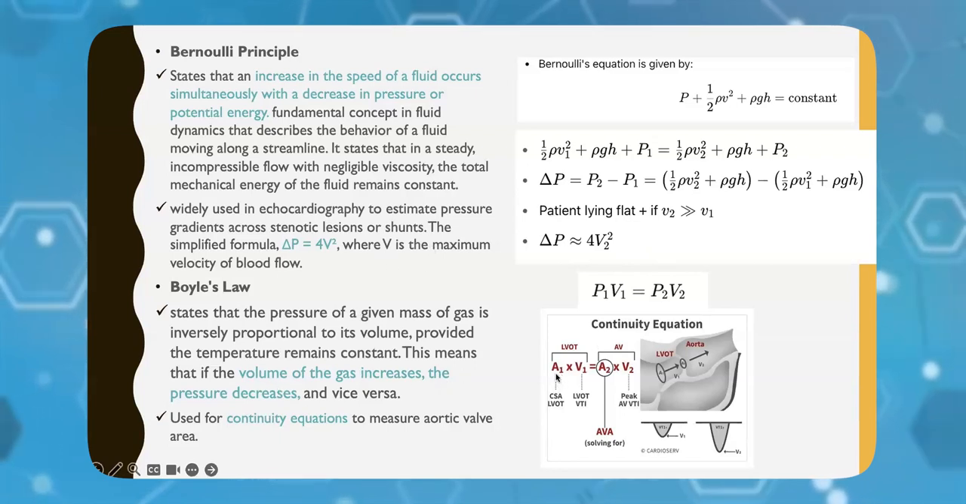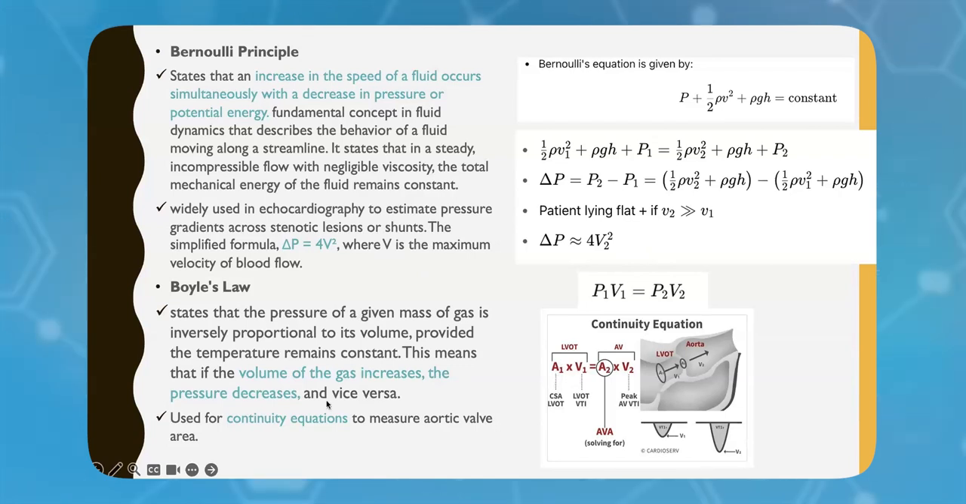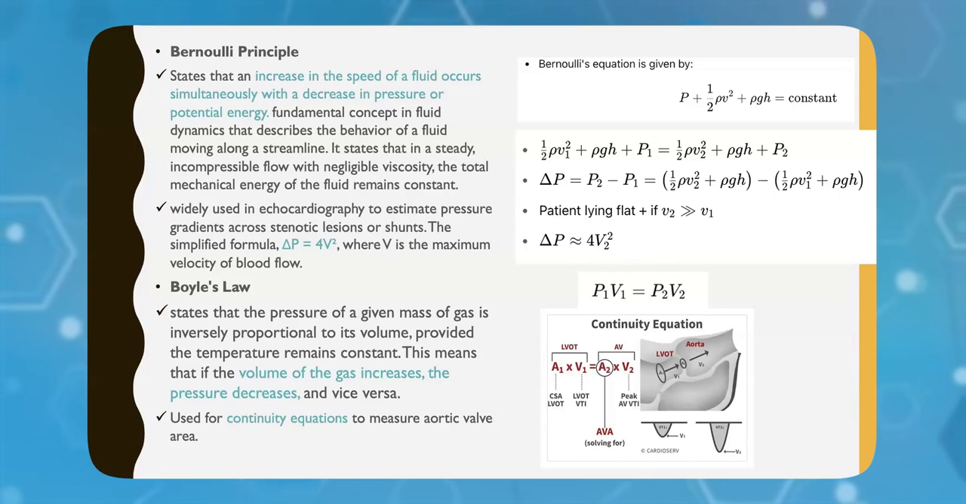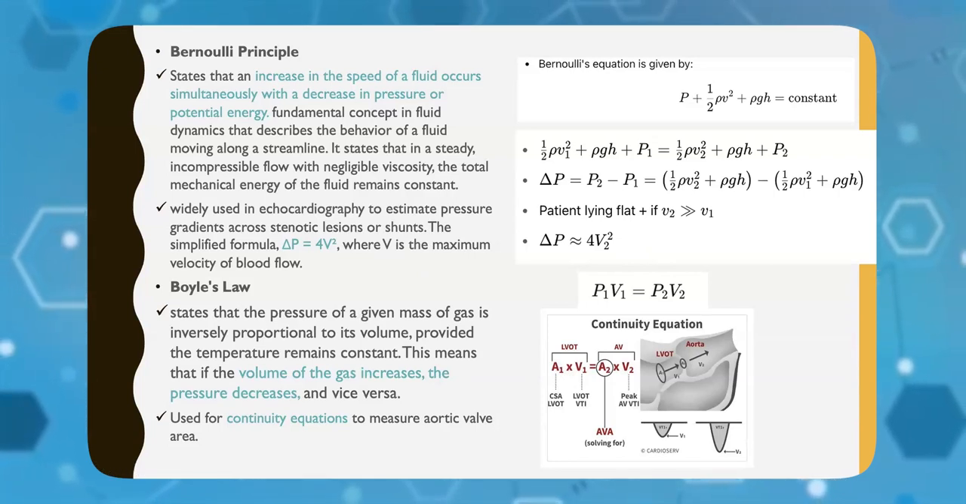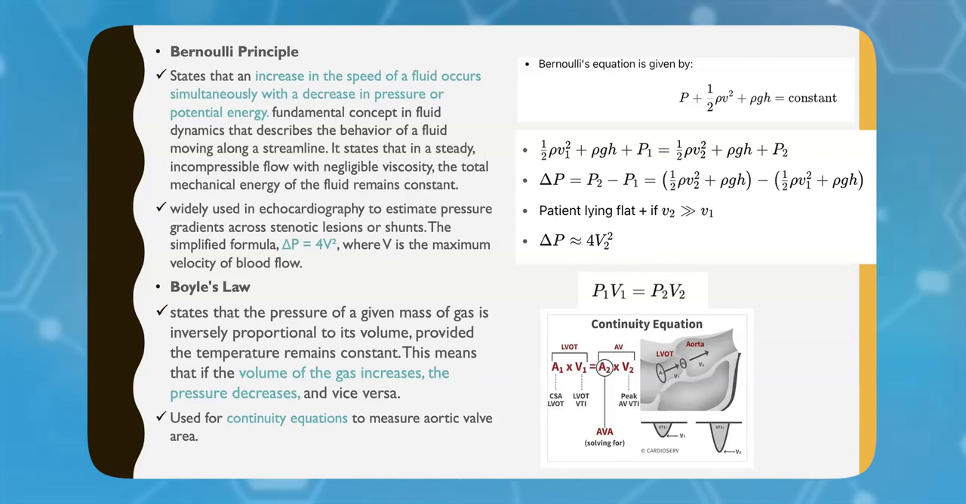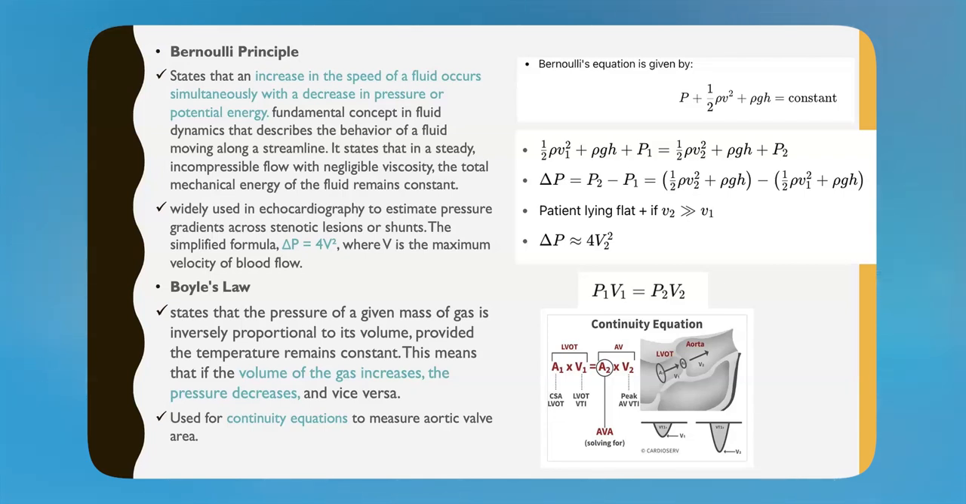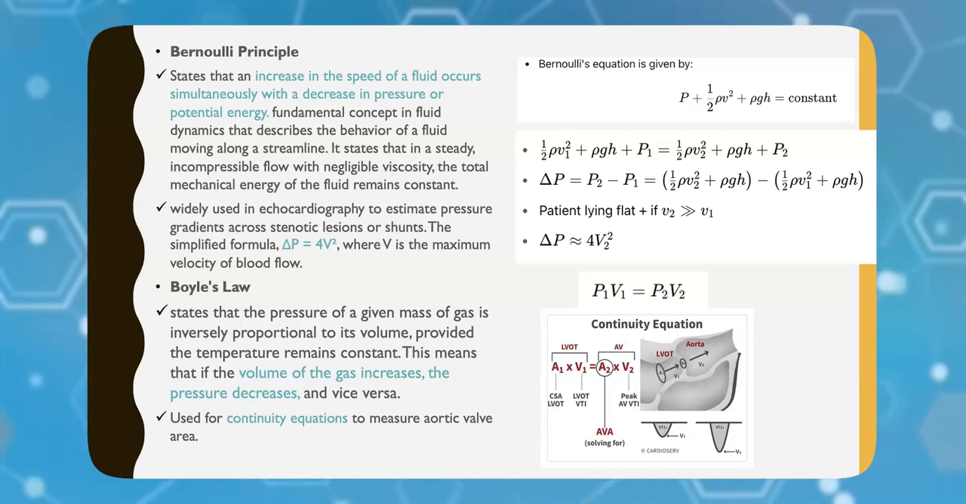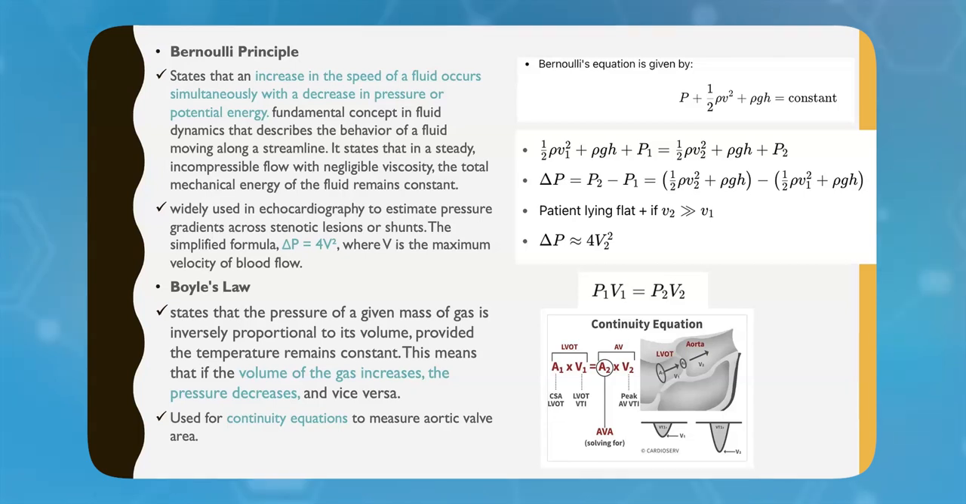Boyle's law states that P1 into V1, like when the volume of a gas increases, the pressure decreases. From that, we actually derive the continuity equation. The continuity equation is slightly different. It is area into velocity is equal to area into velocity on the opposite side. If there is no loss in energy between two systems, the area into velocity product of two systems which are connected to each other through an orifice remains the same.